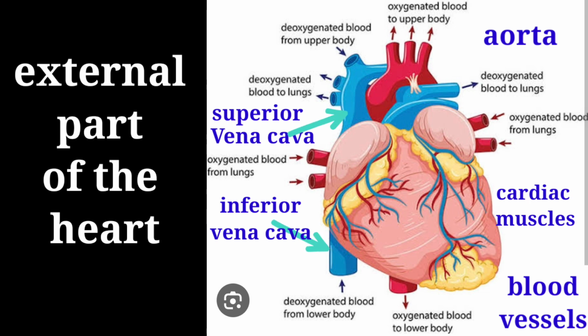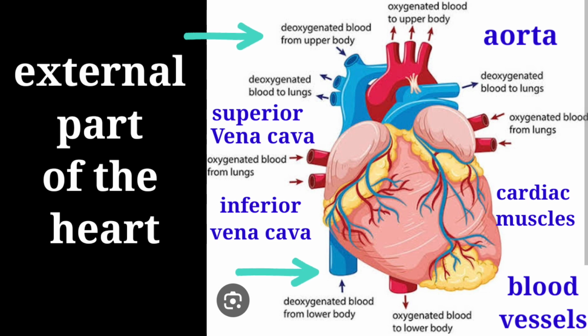Ano bang dumadaan dito sa vena cava na to? It is the deoxygenated blood or yung walang oxygen. Ang dadaan dito na galing sa other parts of the body. Now from the other parts of the body it goes to the vena cava. So the upper part passes through the superior vena cava, and then the lower part moves upward to the heart, passing through the inferior vena cava.